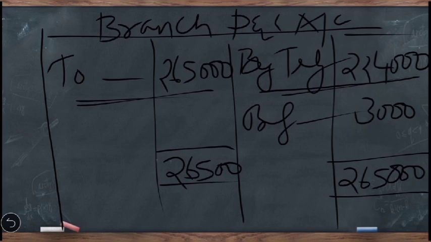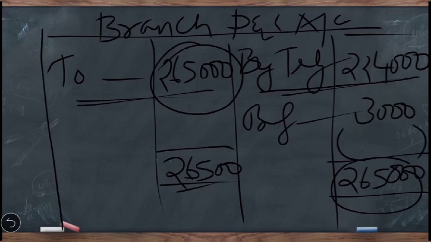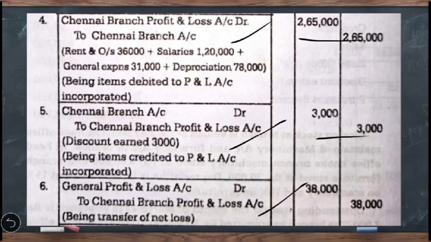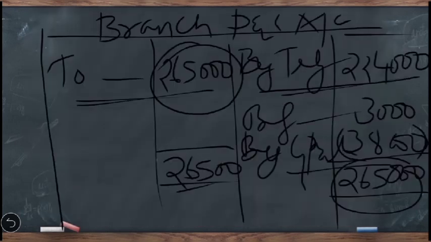Now you can see here that the total of the debit side is more than the credit side. So you get the balancing figure here on the credit side, amounting to 38,000. The balancing figure on the credit side represents the net loss. Now this net loss has to be transferred to the general profit and loss account. So the entry here will be general profit and loss account debit to branch profit and loss account. The same entry is written here, general profit and loss account debit to Chennai branch profit and loss account. The amount is 38,000, which we got here as a balancing figure.